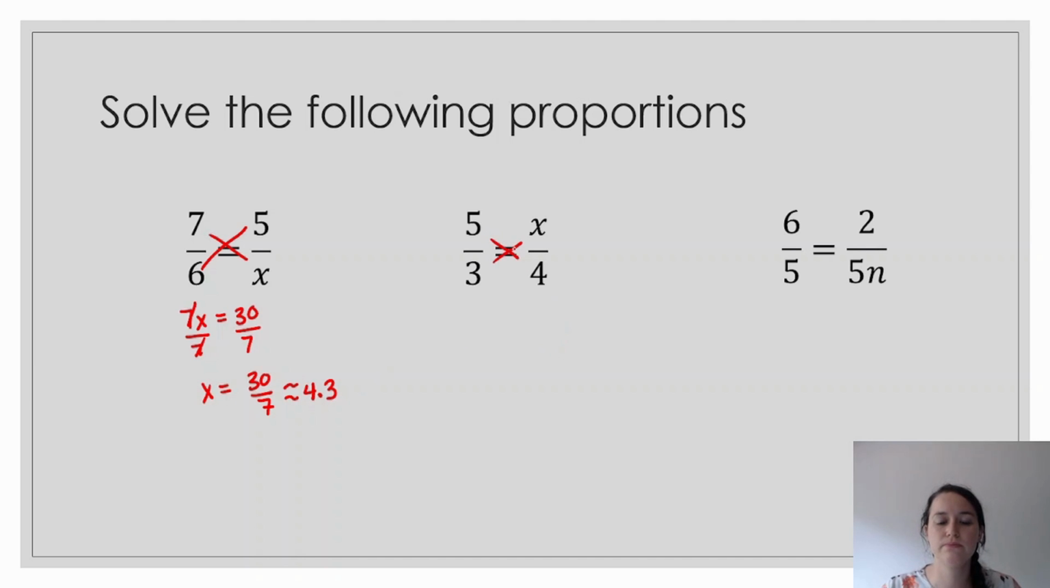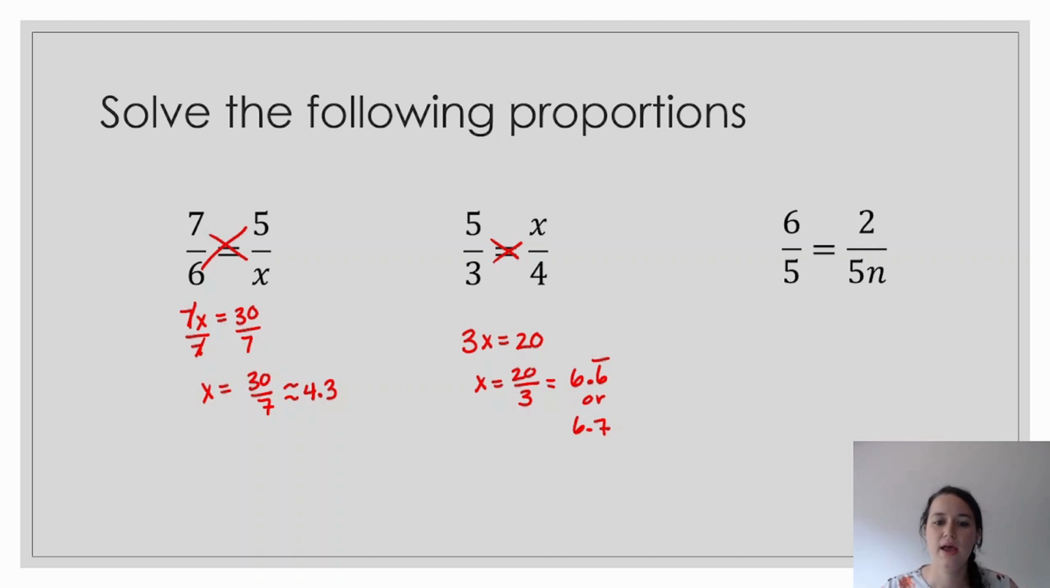Same thing here. I'm going to get 3x equals 20. Again, you might have 20 equals 3x. It's the same thing. It's fine. So x here equals 20 over 3. Or actually, if you wanted the decimal, I'm going to use my calculator here. You've got 6.6 repeating, or you could round that to 6.7.